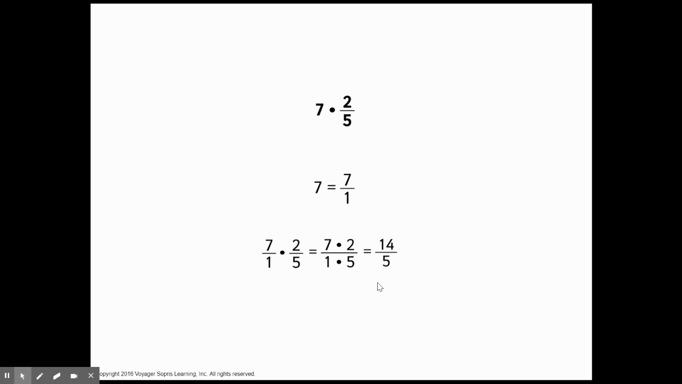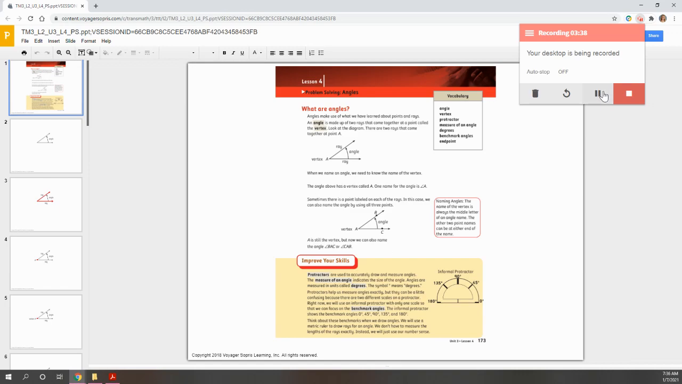I find that this way is a little bit easier. You just have to know your multiplication. You can always use your calculator for this, though. Now I'm going to move on to the second part of our lesson today.